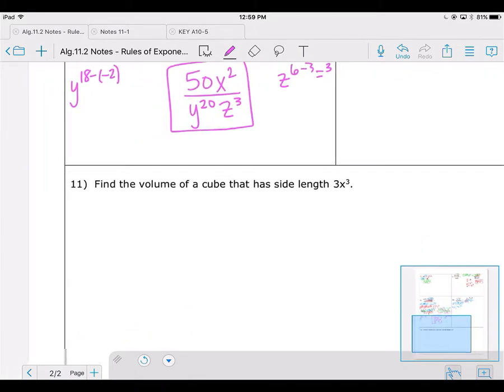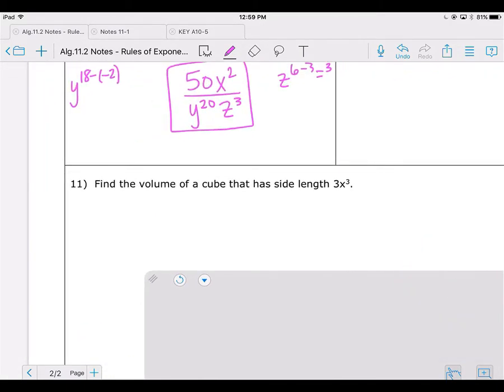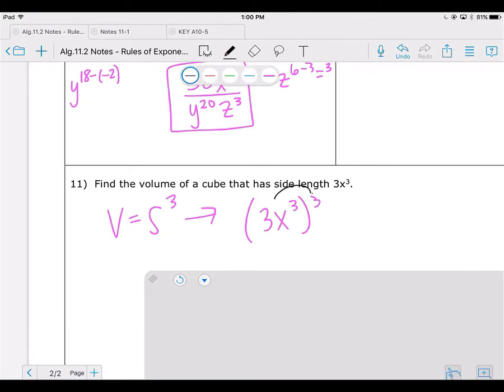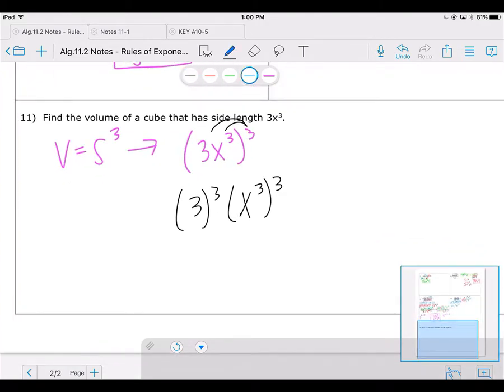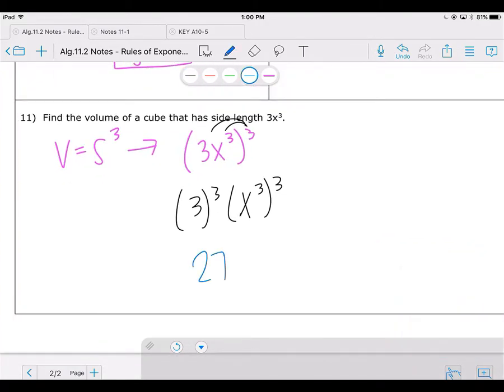The last problem asks us to find the volume of a cube that has a side length of 3x cubed. So the volume is side cubed. So our side length is 3x cubed, and we're going to cube that. So we distribute the cubed. So 3 gets cubed, x cubed gets cubed. 3 cubed in the calculator is 27. 3 times 3 is 9. So my volume is 27, x to the 9.